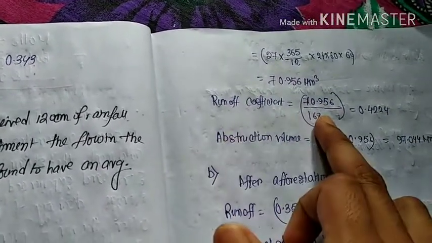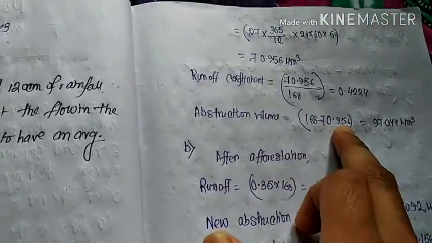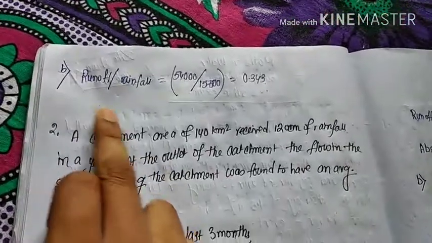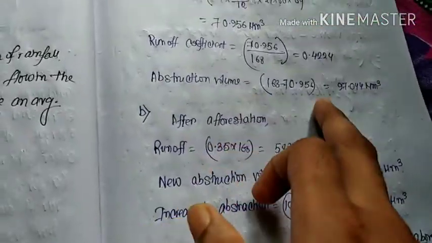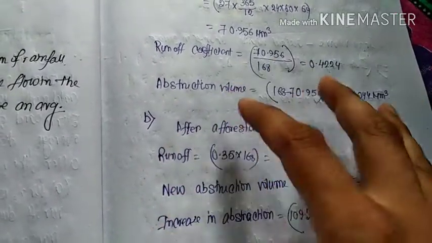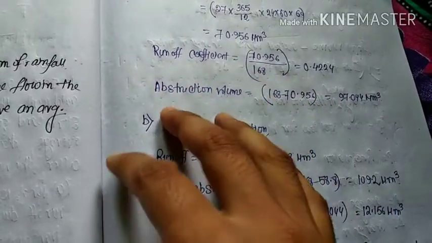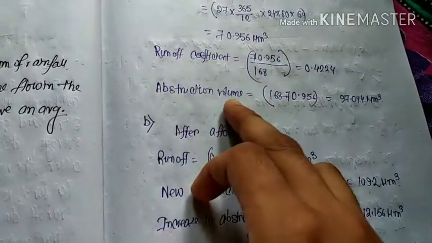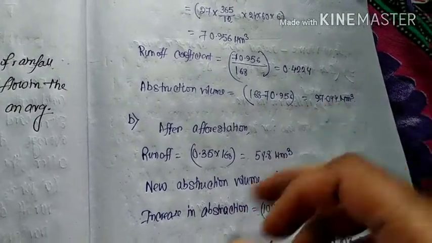Runoff coefficient is this amount to runoff by rainfall. So in the first question we can already get the runoff by rainfall. It is the runoff coefficient actually. So this is abstraction value. What will be abstraction value? If we subtract the losses, actually here it is termed as abstraction value, so if we subtract that, we can get this.